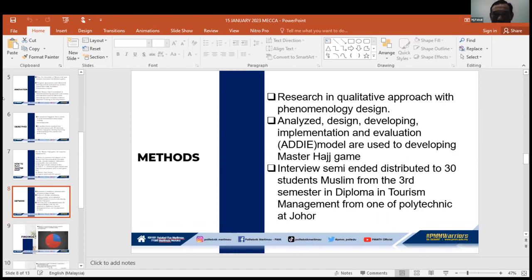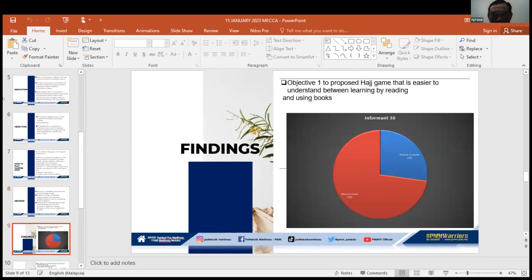Research, the method is research in a qualitative approach with phenomenology design, analyze, design, developing, implementation, and evaluation. The ADDIE model is used to develop the Master Hajj game. A semi-structured interview was distributed to 30 Muslim students from the 3rd semester in Diploma in Tourism Management from one of the Polytechnic Ibrahim Sultan at Johor. The finding objective is to propose a Hajj game that is easier to understand between learning by reading and using books.